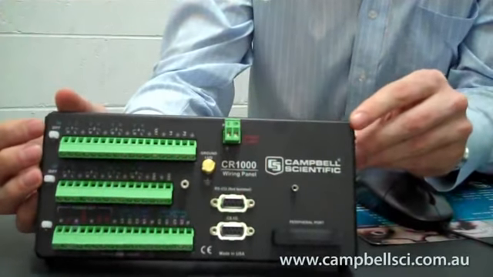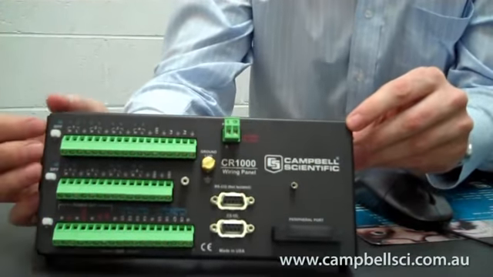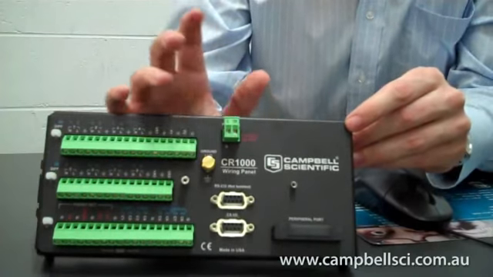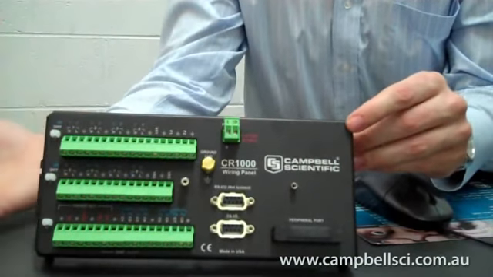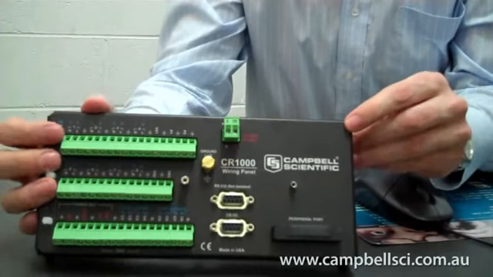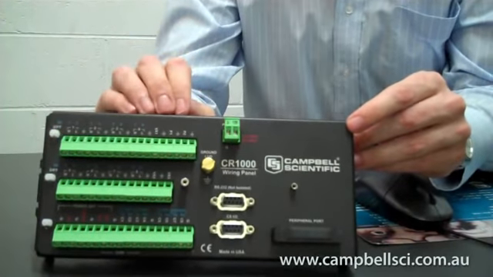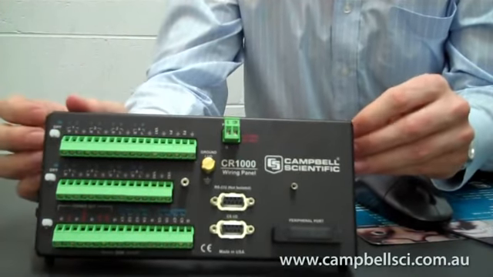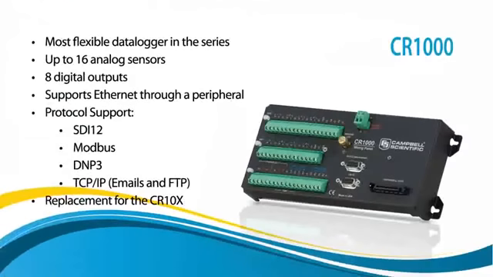The RS232 port is a standard RS232 port. We use that to connect to laptops to download the data or to program the logger. We can also use it to connect to PLCs or RTUs or those sort of things. The CR1000 will support DNP3 and it will support Modbus if you're connecting to a PLC.